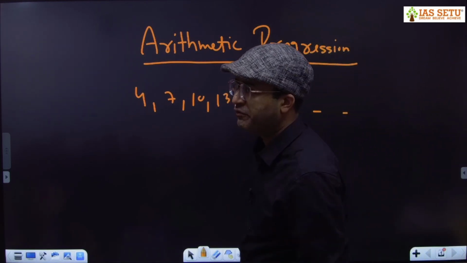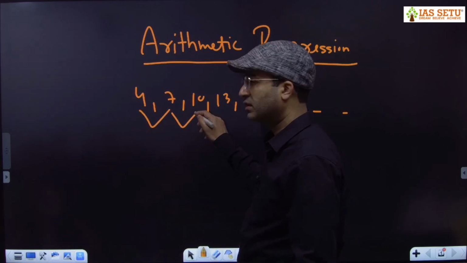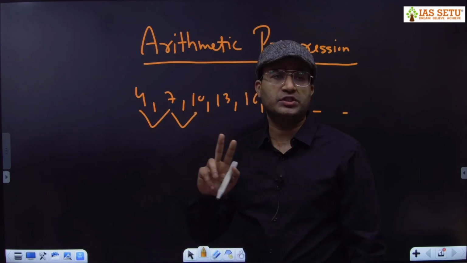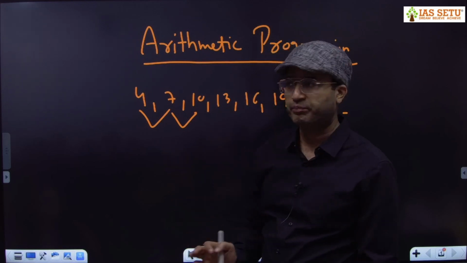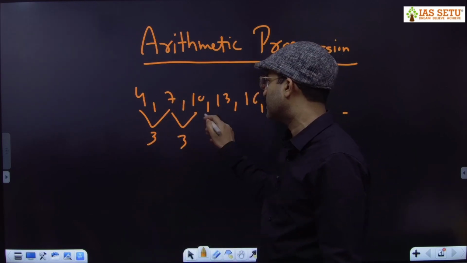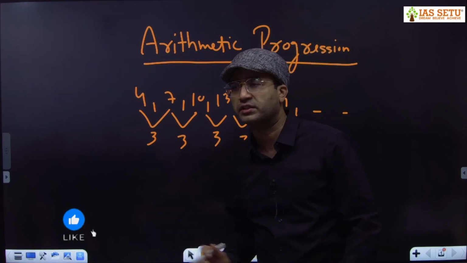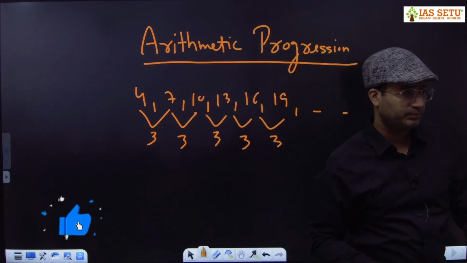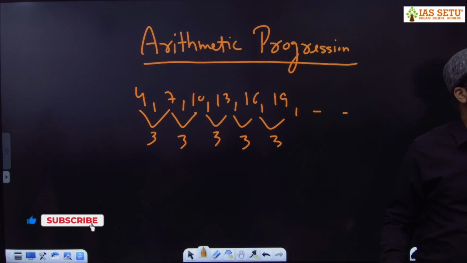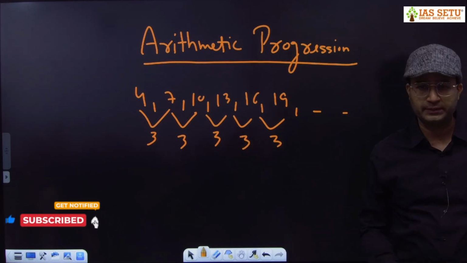By common difference, what do we mean? The difference of the first and second term, second and third term. So for any two consecutive terms, the difference is the same. The difference of 4 and 7 is 3, the difference of 7 and 10 is 3. So here our difference is constant, that is 3, 3, 3. So it is AP. AP is a sequence where the common difference remains the same.